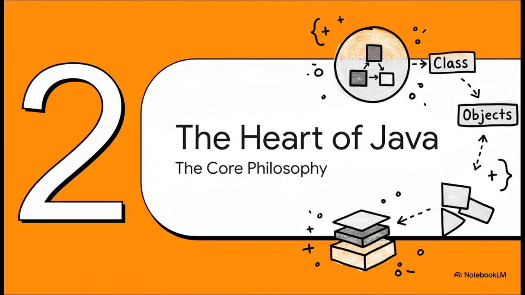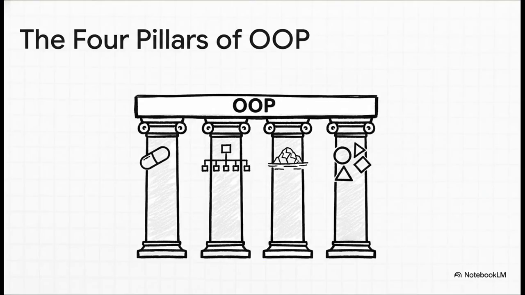Okay, so you've nailed the warm-up. Now the interview is going to shift gears. They'll start digging into the philosophy that makes Java, well, Java. This is all about object-oriented programming, or OOP. They want to see that you don't just know the words, you actually think in an object-oriented way. And that way of thinking is held up by these four giant pillars.